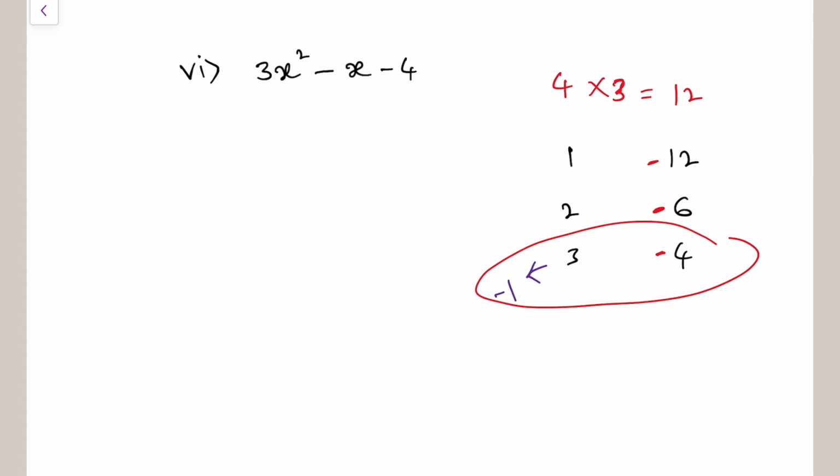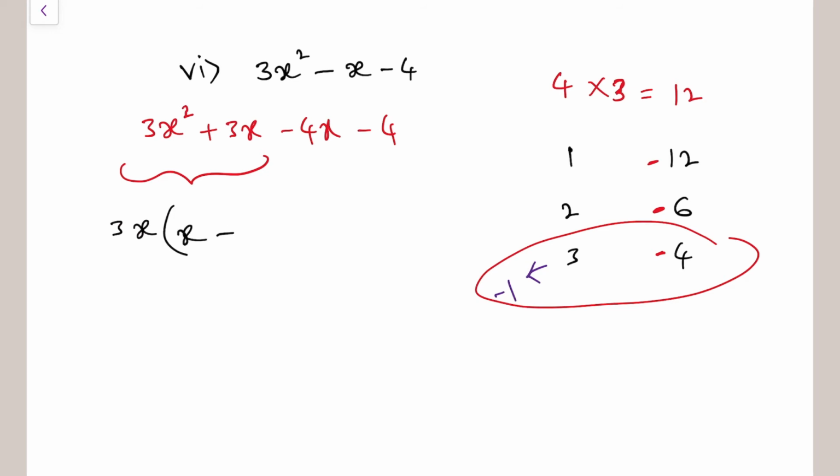So now the first term as it is, 3x square. The second term is replaced with plus 3x minus 4x, and minus 4 as it is. Now from the first and the second terms we can take 3x common, so it remains with x plus 1.